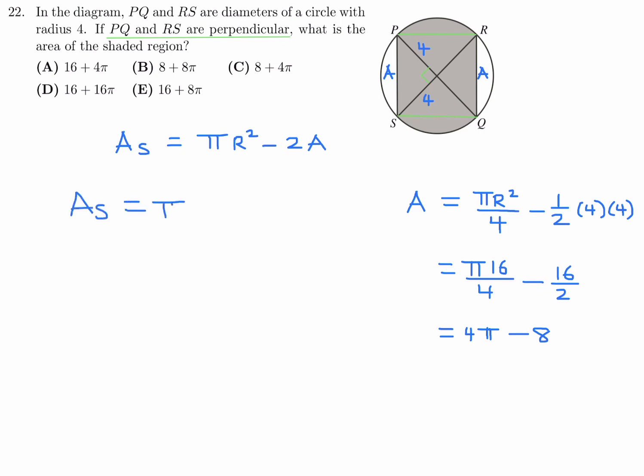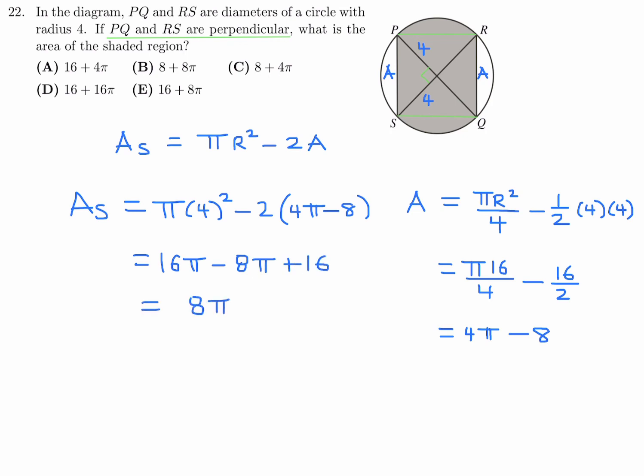Pi r squared, well, r is 4, so we have 4 squared, minus 2 times A, so 4 pi minus 8. So this becomes 16 pi minus 8 pi plus 16, and therefore this is 8 pi plus 16. 8 pi plus 16 is choice E for number 22.